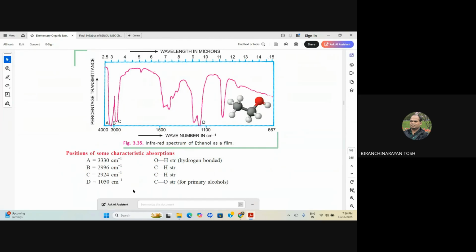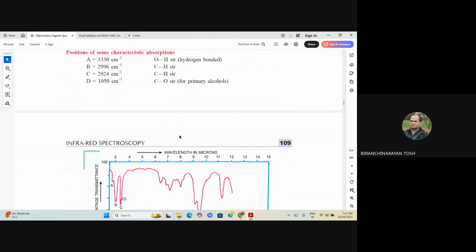That means in alcohol, the CO bond will be there and the OH bond will be there. For CO, we get the characteristic absorption at 1050. It is not exactly on the scale, not 1100, below 1100. Whatever is written here, you just have to see; it may not match exactly. So for CO stretching, we get the peak here for primary alcohol.